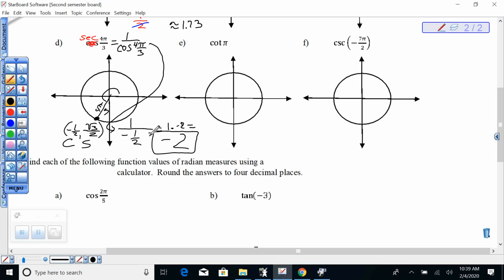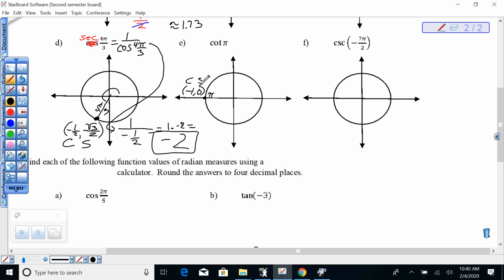These next two go a little faster because they're on axes instead of in a quadrant. Okay, so we're looking now at the cotangent of pi. Well, here's what we know: pi is right here, right? And we're on the unit circle, so the coordinates are -1, 0. Right, and that's our cosine, and that's our sine.